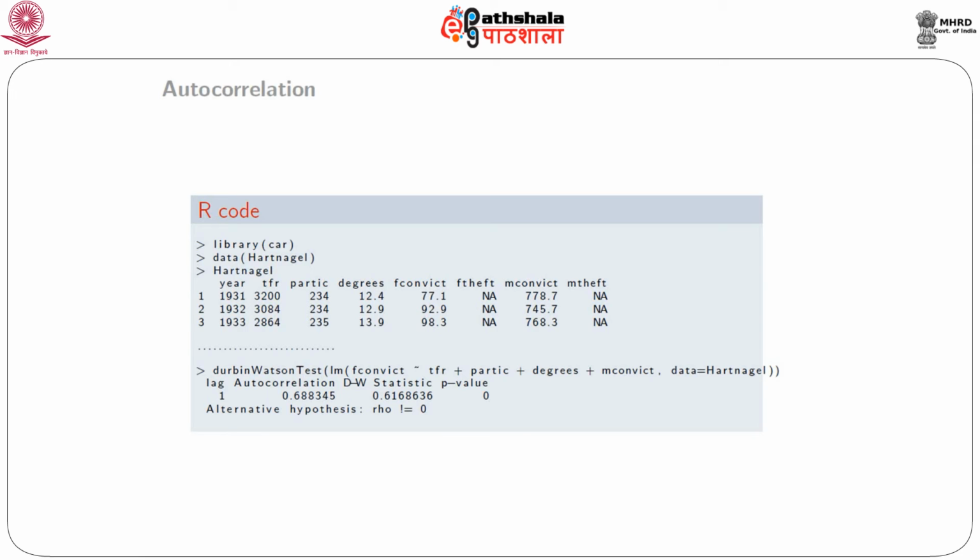Here I have attached the data Hartnagel from the library car. Here is the data set, and using the function durbinWatsonTest on the object of the lm function fitted to the data set will give us the autocorrelation Durbin-Watson statistic value and the corresponding p-value. As we can see here, the alternative hypothesis that we tested was rho not equals 0.